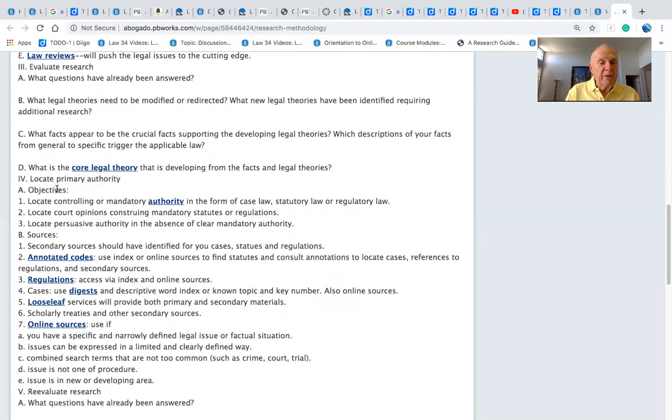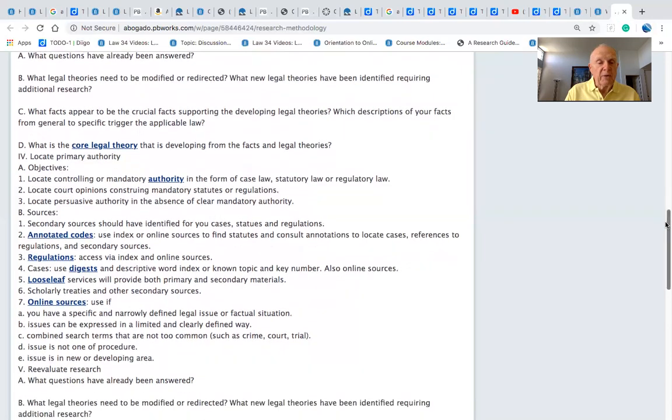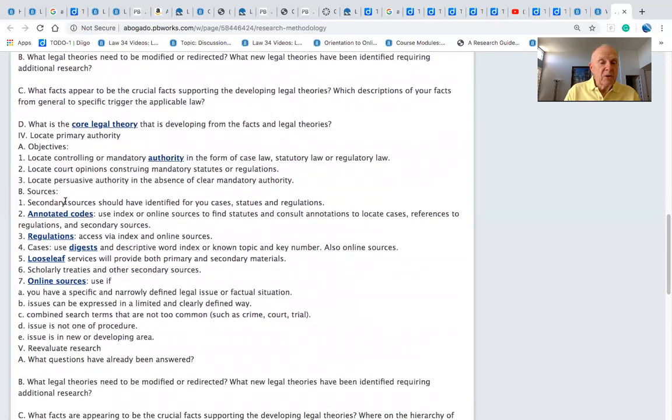So after you have your core legal theory, then locate your controlling or mandatory authority. In other words, what are the outstanding cases that rule or govern your particular area? Look into secondary sources, potentially regulations, digests, and any online sources to back you up.